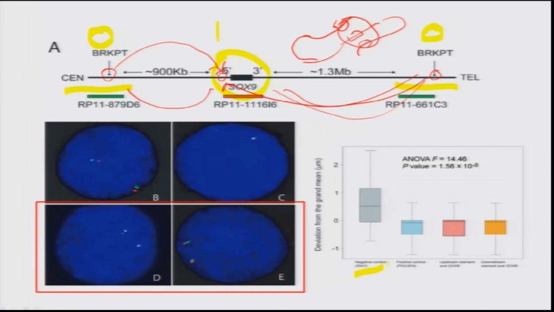They have taken a gene which does not seem to have any such control elements, and then they looked at the distance between the gene and probes that are falling about 1 megabase away from the gene. And that is what is shown here.